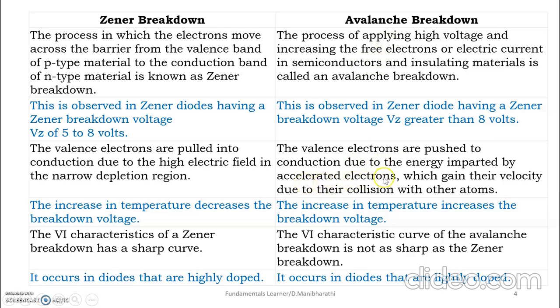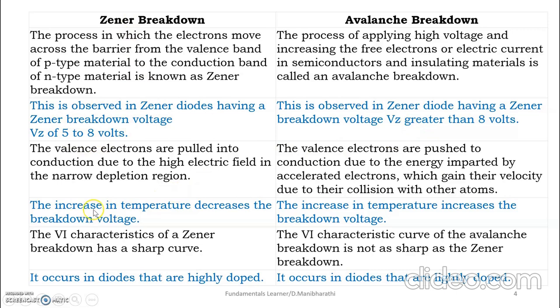So these electrons will get accelerated, gaining velocity due to collision with other atoms. That happens due to the avalanche breakdown. And a Zener diode which is capable of regulating 5 to 8 volt, I can say the reason is due to Zener breakdown. For greater than 8 volt, I can say it is due to avalanche breakdown.